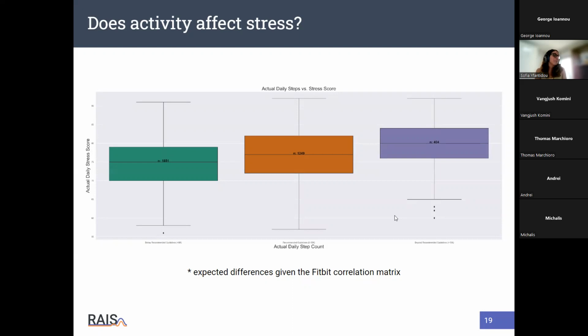And so essentially here, it should come as no surprise, given the fact that we know that Fitbit's stress score is correlated with users' physical activity.